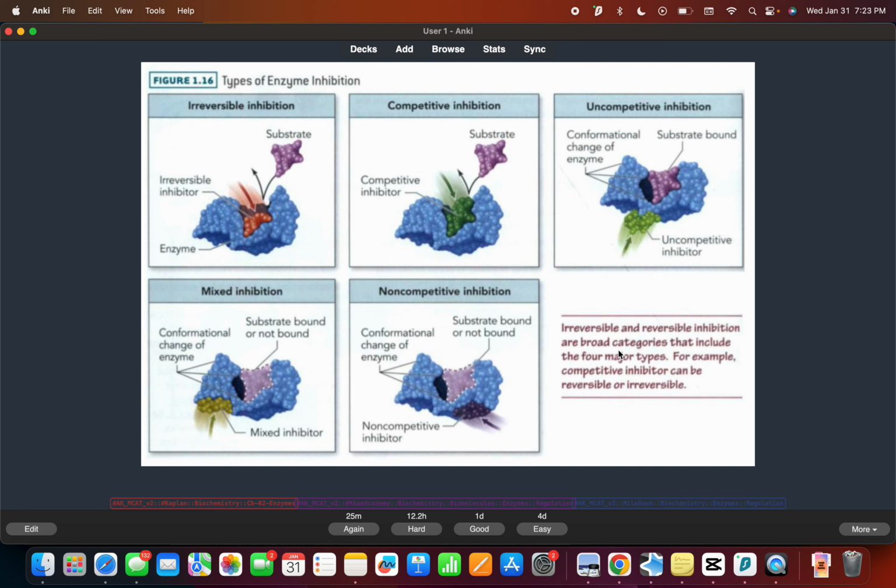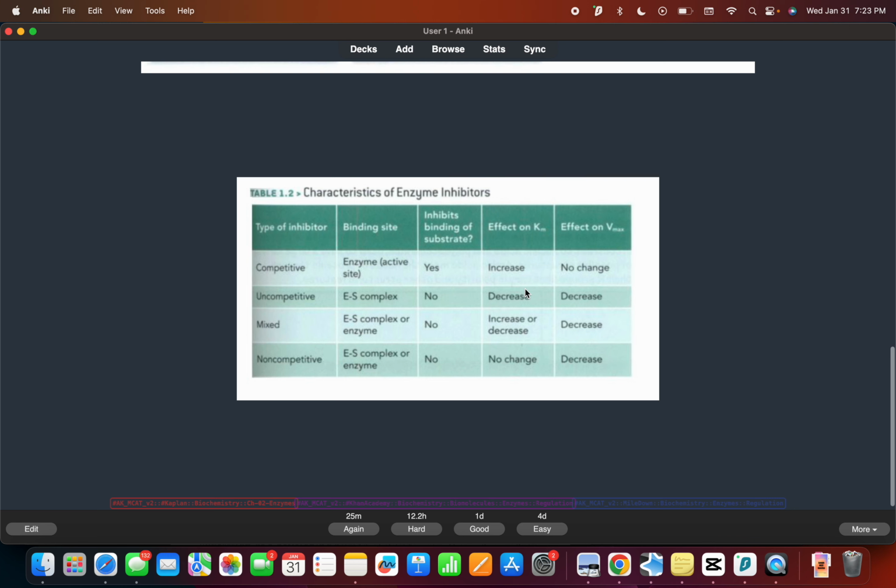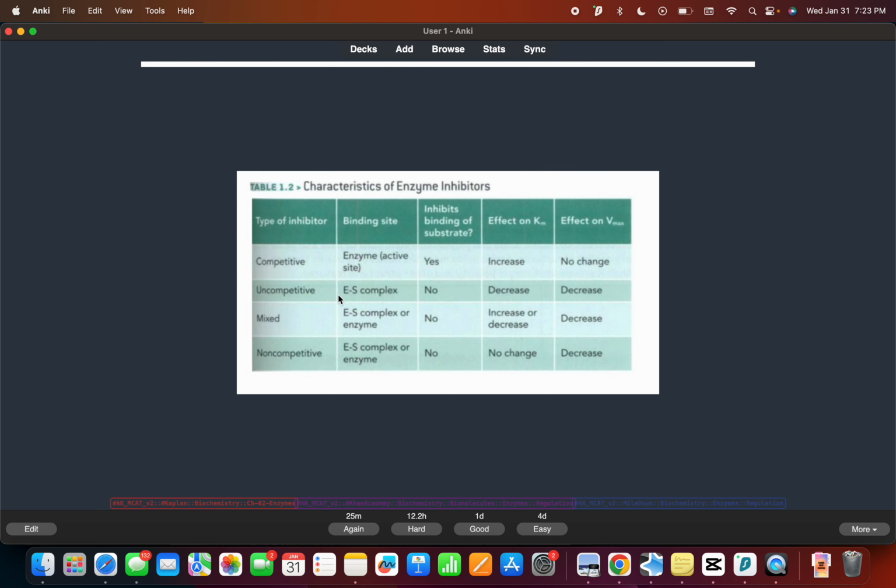Irreversible and reversible inhibition are broad categories that include the four major types. For example, a competitive inhibitor can be reversible or irreversible. For the binding site, competitive is on the active site of the enzyme. For uncompetitive, it's the ES complex. And for non-competitive, it's both the ES complex or the enzyme. It inhibits the binding of substrate only for competitive. For the rest, it does not inhibit the binding of substrate.